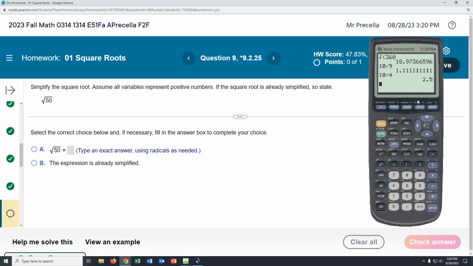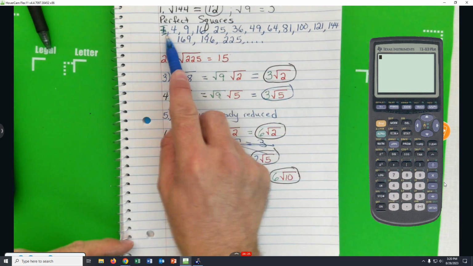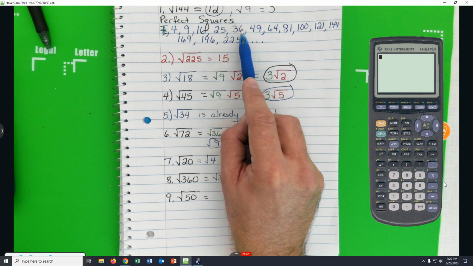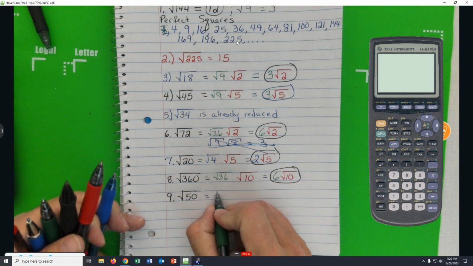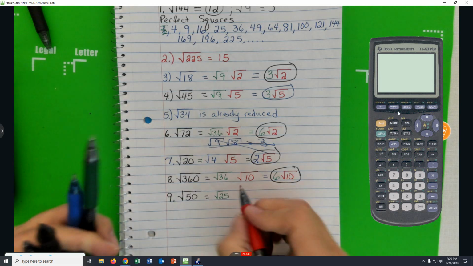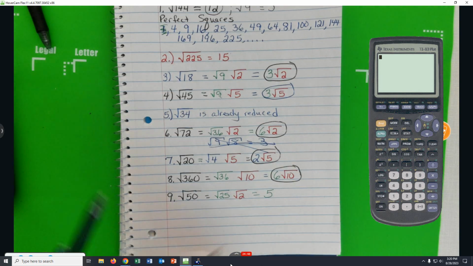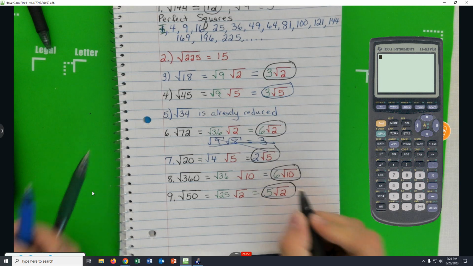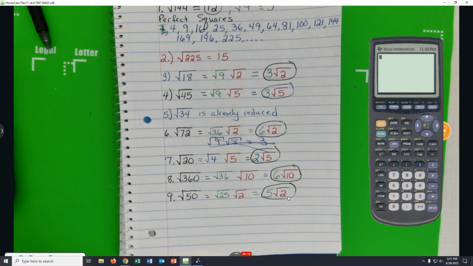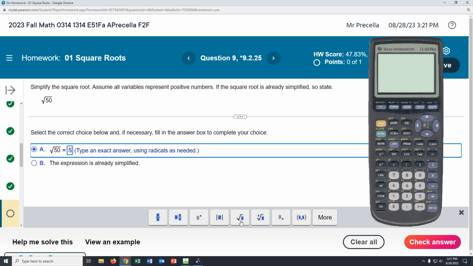A square root of 50. Oh, we haven't done that one? No, okay. Square root of 50. Is 50 a perfect square? No. What's the largest perfect square that divides evenly into 50? 25. You're thinking 25 times 2. Okay. Good. The square root of 25 is 5. What happens to the 2? Stays under the square root. Good. Square root of 2. So 5 square roots of 2.